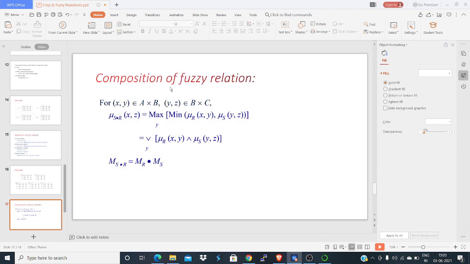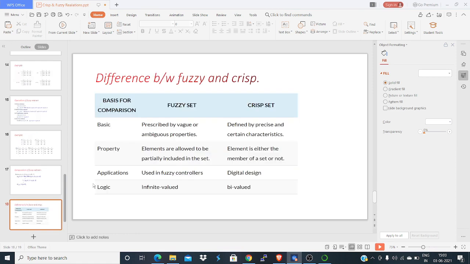Next, composition of fuzzy relation. Here we'll be finding max of the min. And coming to the difference between fuzzy set and crisp set, in a fuzzy set the answer is like it may or may not be, whereas in crisp the answer is always certain. It's either yes or no. Partial values can be involved in a fuzzy set, but in crisp there's no possibility, so it's only true or false, or 1 or 0.